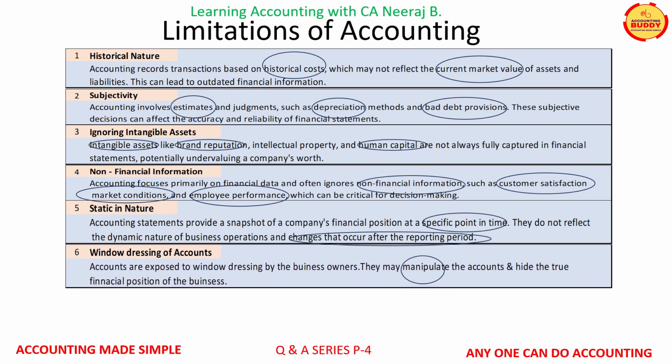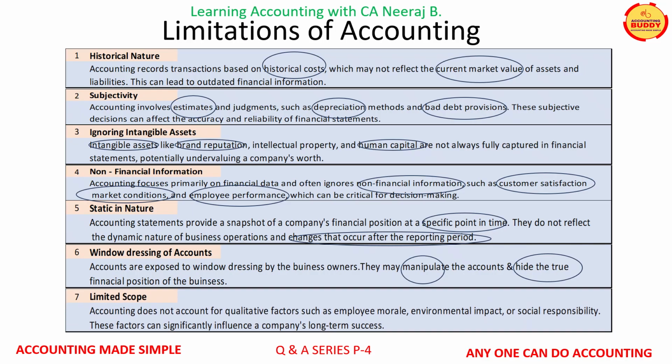Sixth, window dressing of the accounts. Accounts are exposed to manipulation. Through accounting, business can hide true and fair financial position of the business. Seventh, limited scope. Qualitative factors such as employee morale or social responsibility or staff quality are ignored as accounting is confined to monetary matters only.